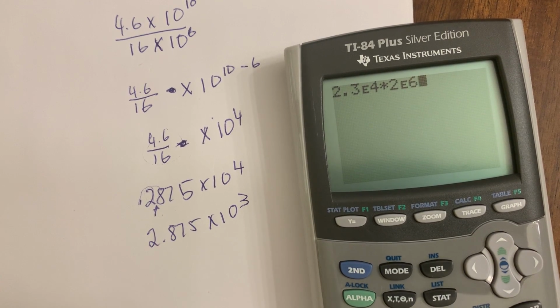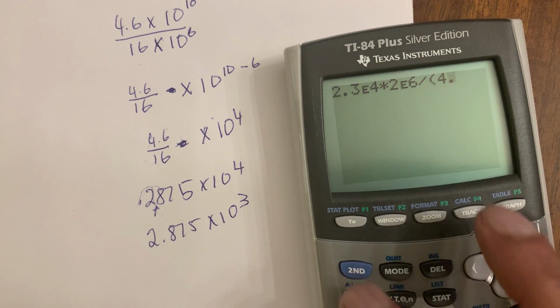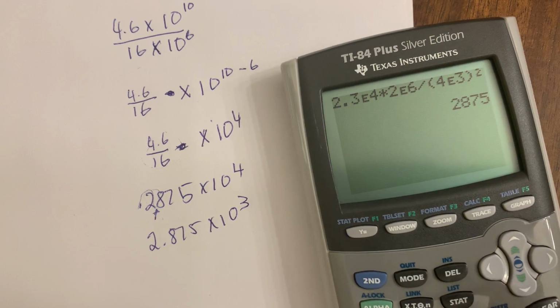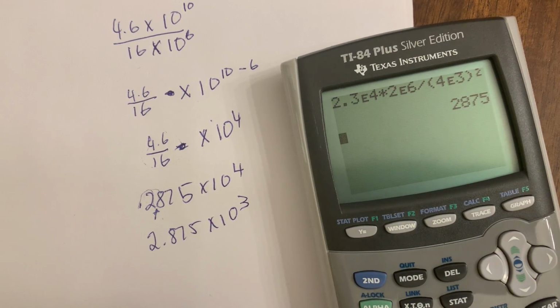10 to the 6th divided by, you can open parentheses, 4 times 10 to the 3 squared. Boom. Now that number is in the standard form. That's in scientific notation. And it really is the same thing, and I hope you can see that.